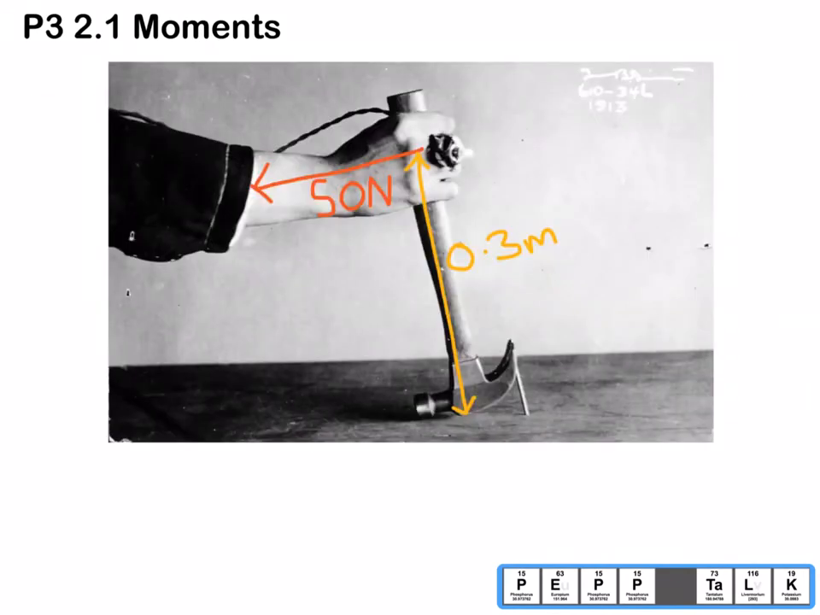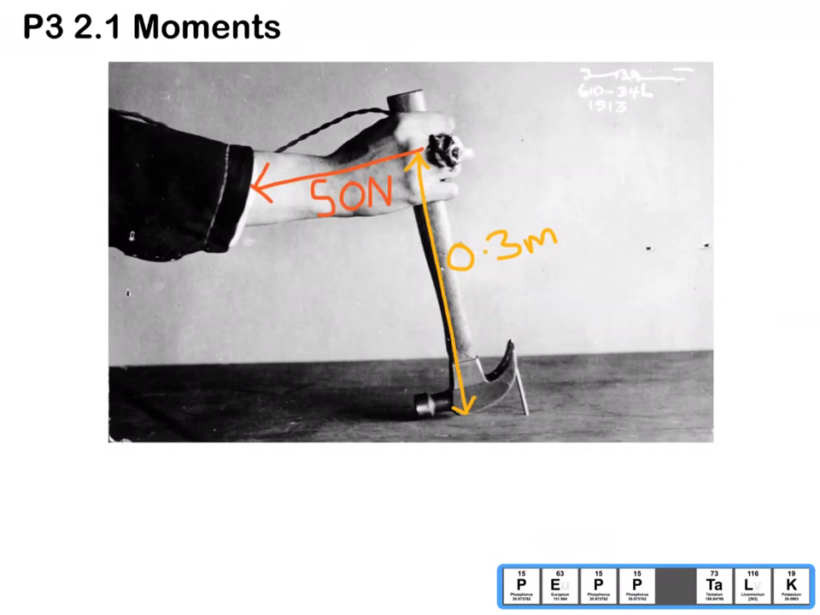So let's try that math again. I've got another example here, a similar situation. I've got a hammer being used to pull a nail out of a piece of wood. The amount of force being exerted is 50 newtons. The perpendicular distance from the line of action of the force down to the pivot point is 0.3 meters.